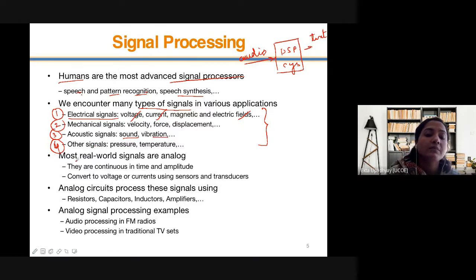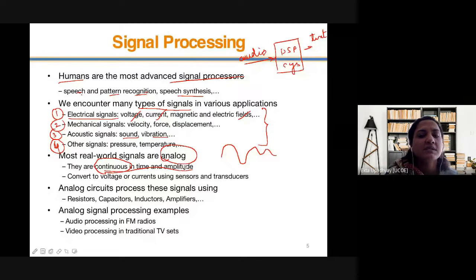The most real world signals that we are talking about are analog in nature. When I say an analog signal, it means they are continuous in time and amplitude. The best example of an analog signal is this one that ma'am drew. Yes, ma'am. Why am I saying this is an analog signal? Because this is continuous in nature, right? We will see what time and amplitude are later on. Now we convert to voltages or currents using sensors and transducers, right? So we are trying to convert these analog signals into different formats and then use them. Okay, so analog circuits process these signals.